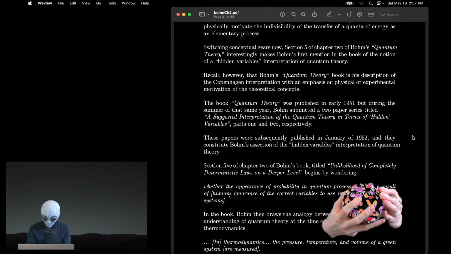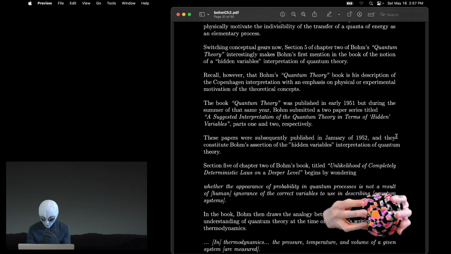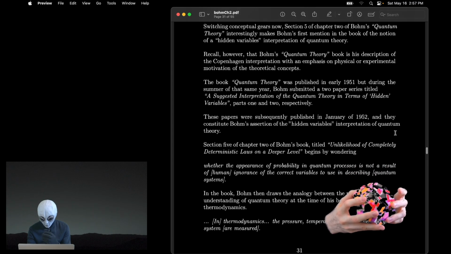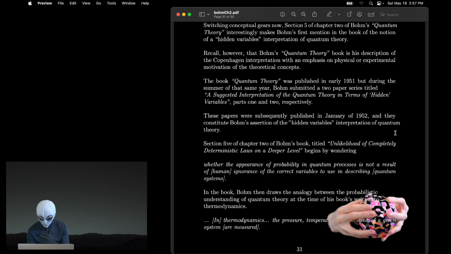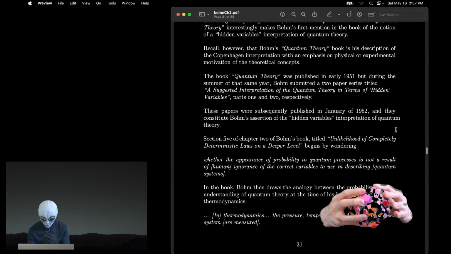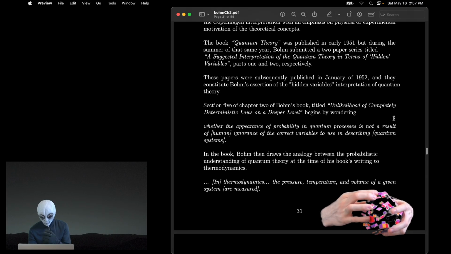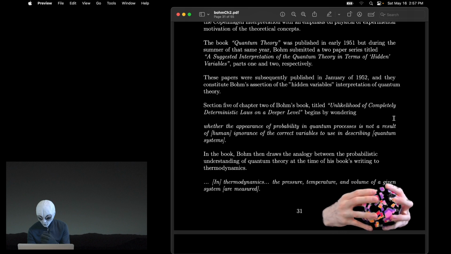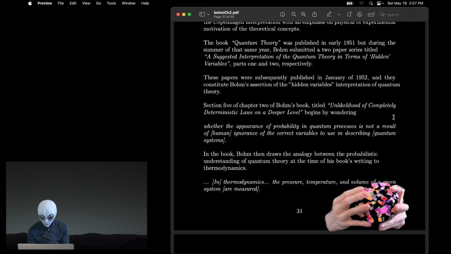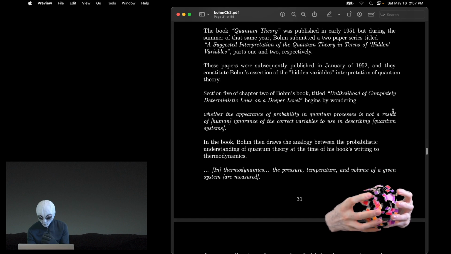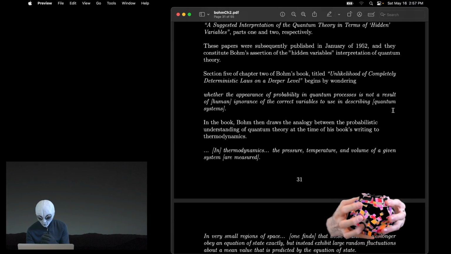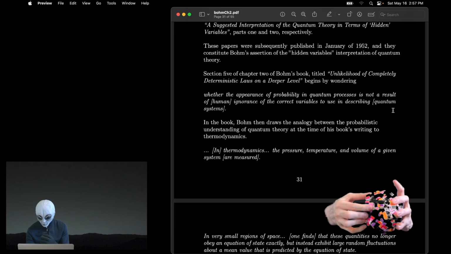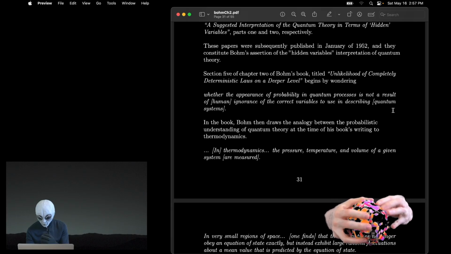The book Quantum Theory was published in early 1951, but during the summer of that same year, Bohm submitted a two-paper series titled A Suggested Interpretation of the Quantum Theory in Terms of "Hidden" Variables, Parts 1 and 2, respectively. These papers were subsequently published in January of 1952, and they constitute Bohm's assertion of the hidden variables interpretation of quantum theory.